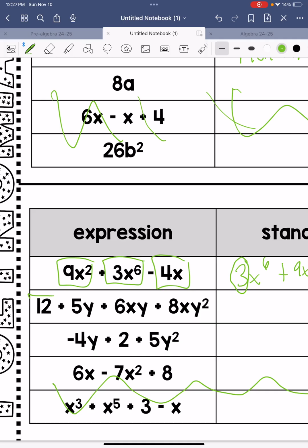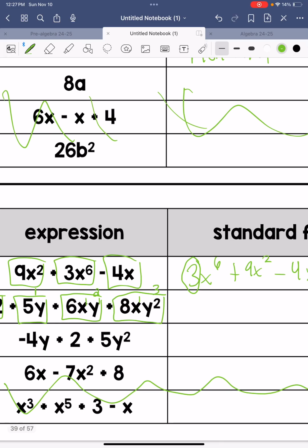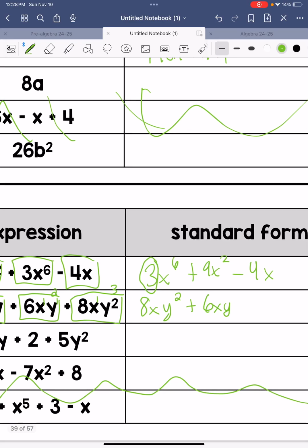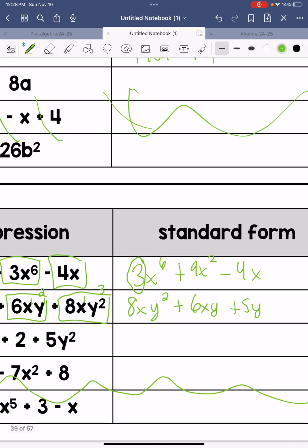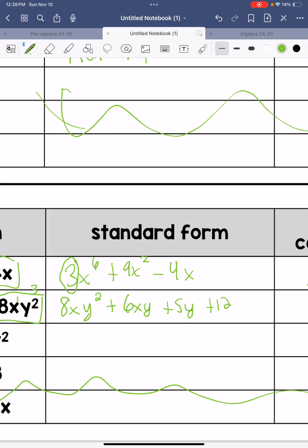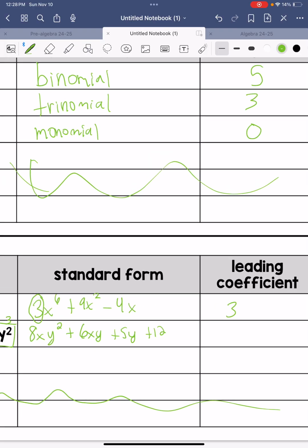All right, now we're going to look at this term. This has no letter, so it would have a degree of 0. This has one letter with no exponent, so it would have a degree of 1. This has 2 letters that each have an imaginary exponent. We add them together to make 2. This has 2 variable exponents. We add them together to make 3. So we're going to go by the highest degree, starting with 8xy squared. Then it would go to 6xy plus 5y, and then plus 12. The leading coefficient would be the number in front, so 8.